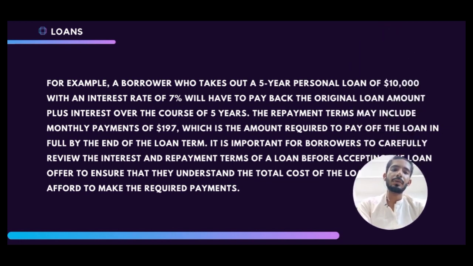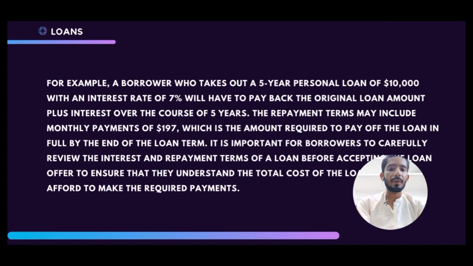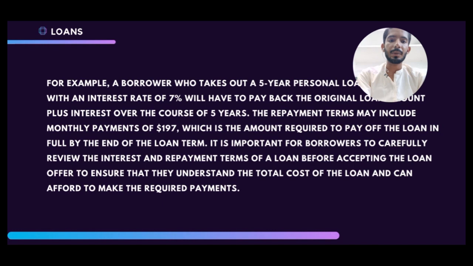out a 5-year personal loan of 10,000 US dollars with an interest rate of 7% will have to pay back the original loan amount plus interest over the course of 5 years. Repayment terms may include monthly payments of 197 US dollars, which is the amount required to pay off the loan in full by the end of the loan term. It is important for borrowers to carefully review the interest and repayment terms of a loan before accepting the loan offer to ensure that they understand the total cost of the loan and can afford to make the required payments.